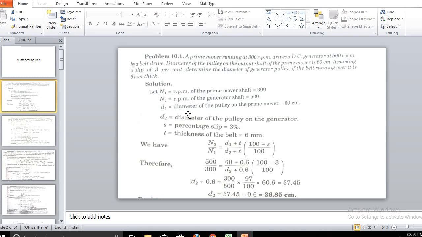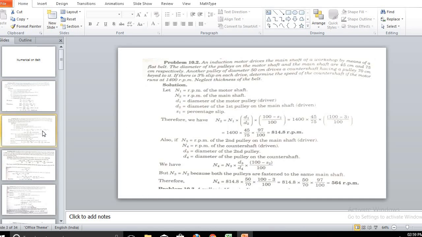So you put all the values. N2 is 500, N1 is 300, D1 is 60, D2 is unknown to you, plus thickness is 6 mm, so 0.6 centimeter. 100 minus S, where 3% is given, so S is 3, divided by 100. After simplification D2 becomes 36.85 centimeter. This is a simple example based on the velocity ratio, and if thickness and slip are given, they are introduced in the velocity ratio formula.